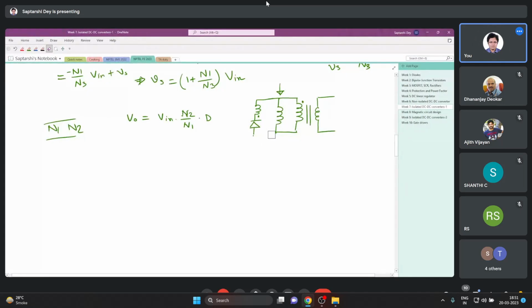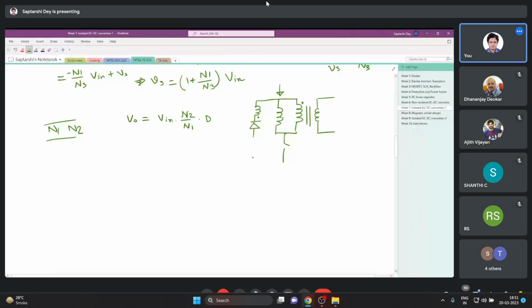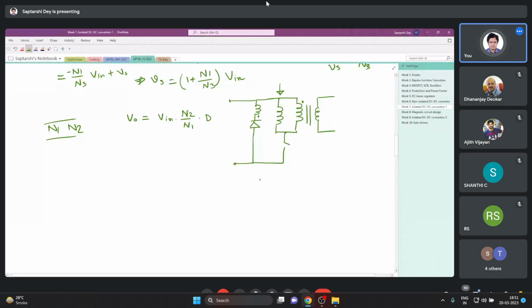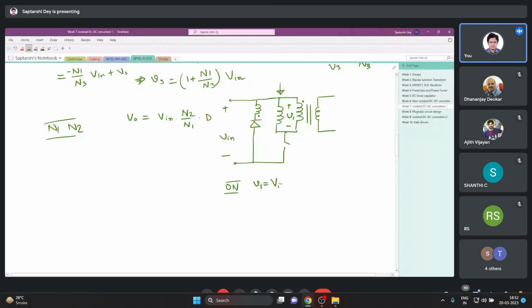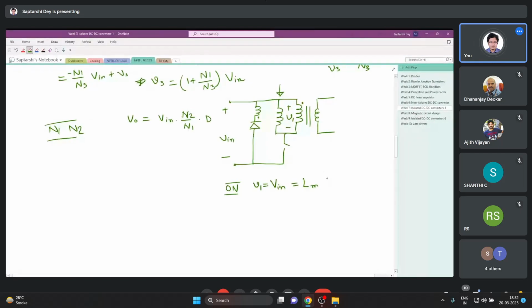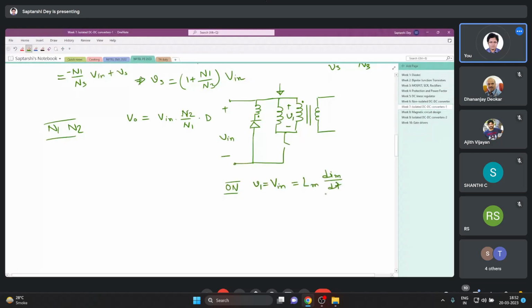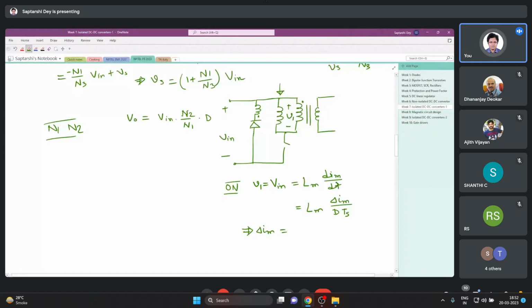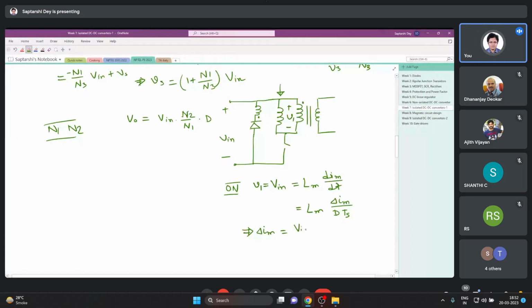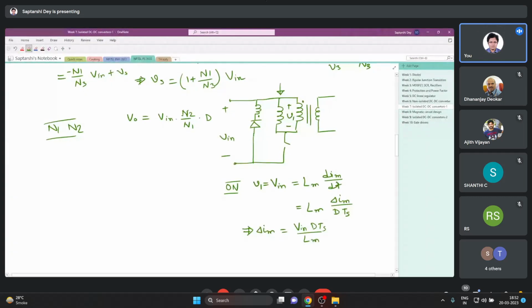Okay, I made a mistake. Like this, right? Now when the switch is closed, during on state, you have V in here. This V in voltage is impressed across V1. So during on state we have V1 equals V in, which is also equal to Lm dIm/dt, right? Since it is an inductor and the current rises linearly, we can say it is delta Im by dTs. So the increment in current during on time is given by V in dTs by Lm.